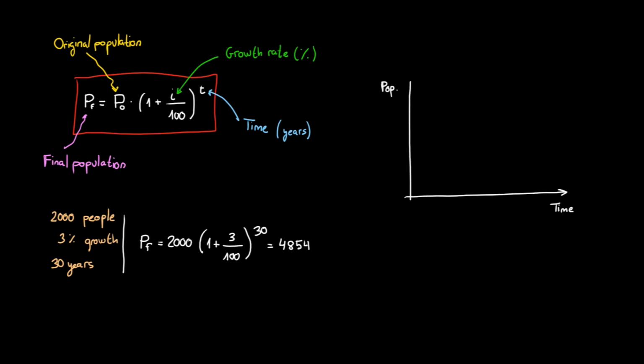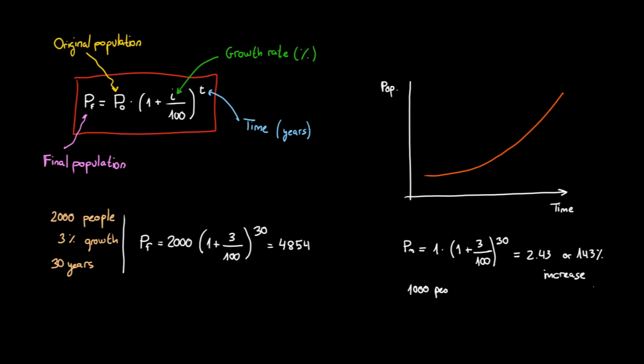Personally, I like to work with coefficients, so I run the formula for an initial population of 1, which I find is more visual and practical to use. In this case, for each person in the beginning, there will be 2.43 at the end of the design period.